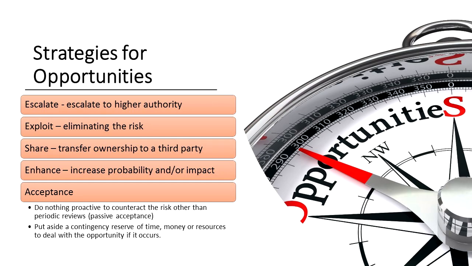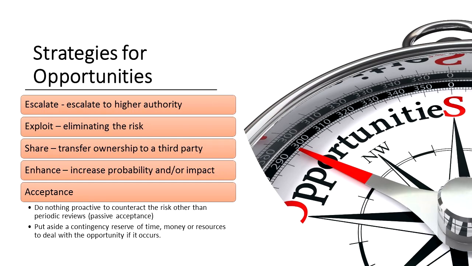The final one here under strategies for opportunities is accept, and this refers to accepting an opportunity, saying if it happens, it happens, but you're not going to do anything to actively pursue it. If it comes, it comes. No proactive action is taken. It's pretty much if it falls on our lap, it does. If it doesn't, no big deal.